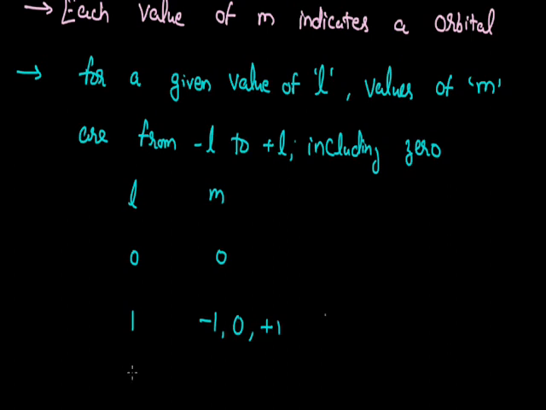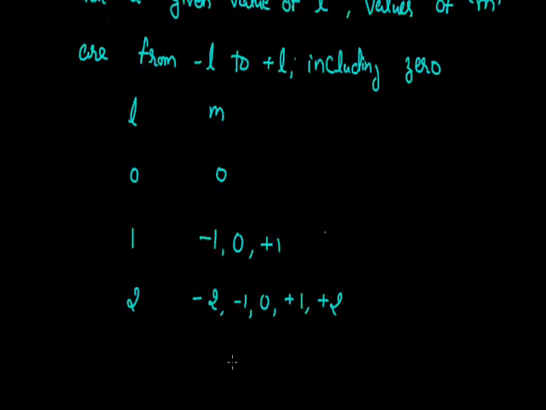Now let's move to the d subshell with the azimuthal quantum number 2. The possible values of the magnetic quantum number for this d subshell will be minus 2, minus 1, 0, plus 1 and plus 2. Like this, it can have 5 possible values of the magnetic quantum number. As a result, this d subshell can accommodate a maximum of 5 orbitals.